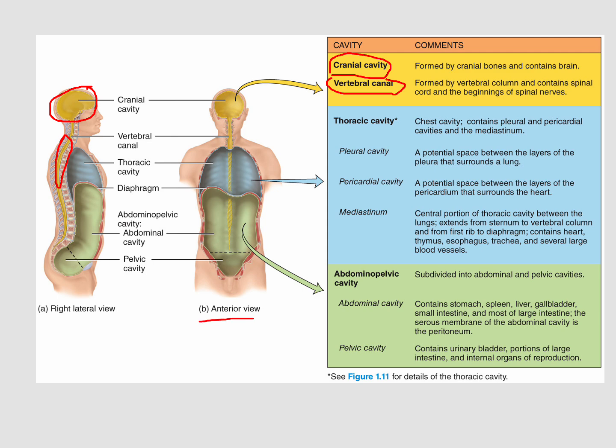So the thoracic cavity is an interesting cavity. It has three cavities actually within it. So the thoracic cavity is basically the chest, and it contains the pleural, the pericardial cavities and the mediastinum.